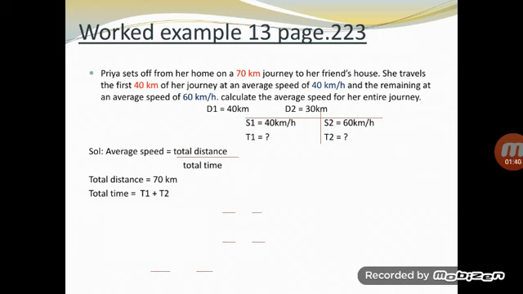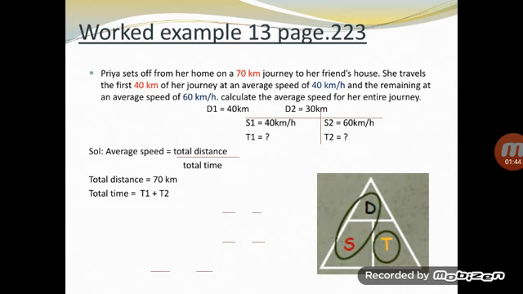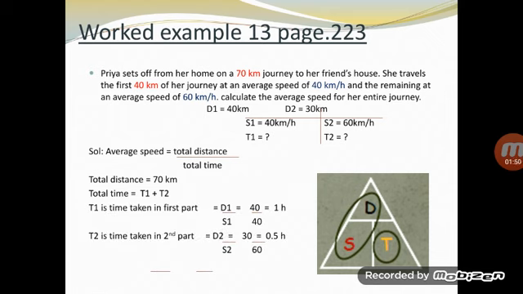For that reason, do remember the triangle: if the time is missing we will solve it as time equals distance traveled over speed. So we will find out the time for the first part and the second part. For the first part, 40 over 40 means 1 hour taken, and for the second part, 30 divided by 60 means half hour taken. For average speed, the total journey was 70 km, and the total time is 1.5 hours, hence 70 divided by 1.5, and the result is 46.6 km per hour.